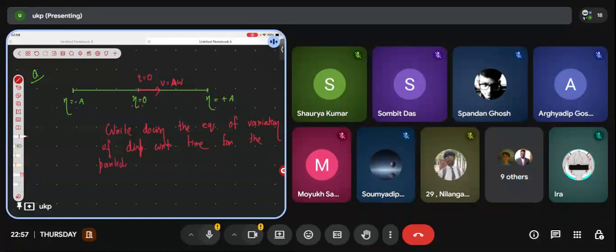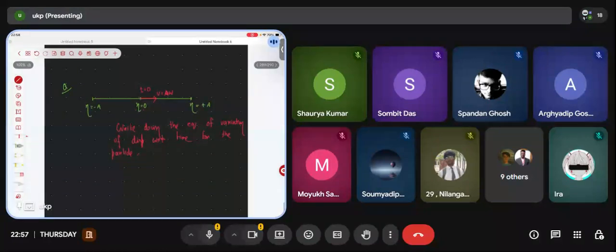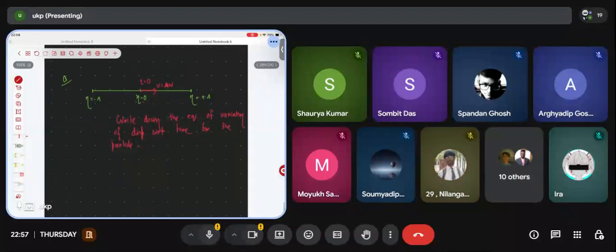Now there are two approaches by which we can attempt to solve this problem. Listen to me very carefully. Number one is a pure analytical approach. What is the analytical approach? Pure and simple. Listen. Is this particle performing SHM?